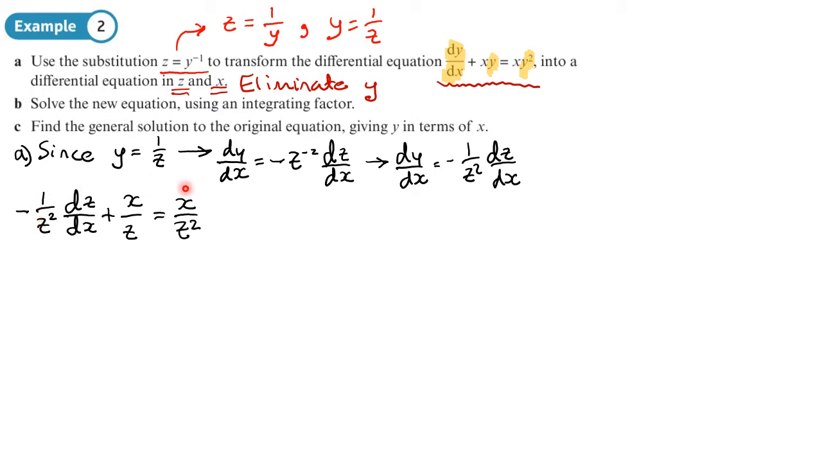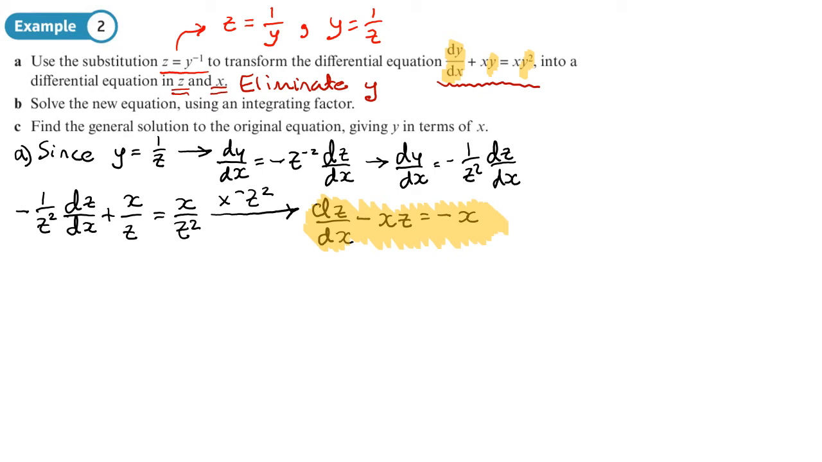Now we could leave it like this. It's a differential equation in terms of x and z, but I'm going to tidy it up a bit. I'm going to multiply everything by negative z squared just to get rid of these fractions here. So times everything by negative z squared, we will have dz dx plus or minus x z, if you times that by negative z squared, equals minus x. So this will be our differential equation in terms of x and z.